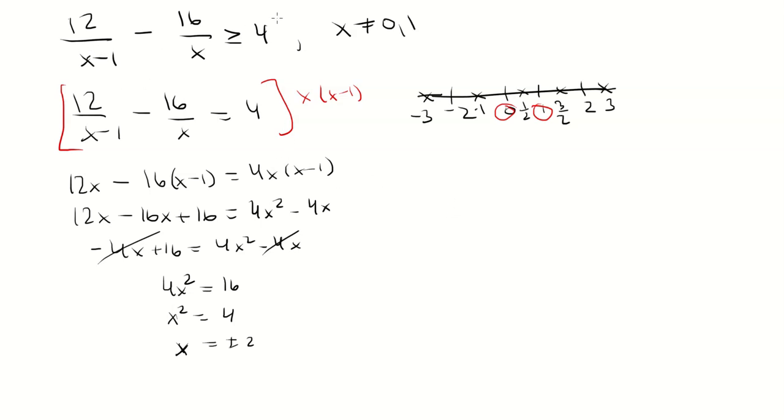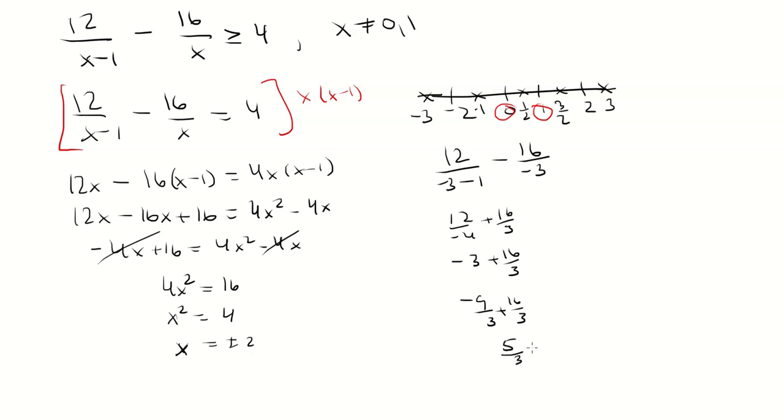So you just want to plug it into the original inequality and see whether the left side is greater than or equal to 4. For example, if I plug in negative 3, I have 12 over negative 3 minus 1, minus 16 over negative 3. So this is 12 over negative 4 plus 16 over 3. This is negative 3 plus 16 over 3. You can think of this as negative 9 over 3 plus 16 over 3, which is 5/3. Is that greater than or equal to 4? No. So we will not be including this.